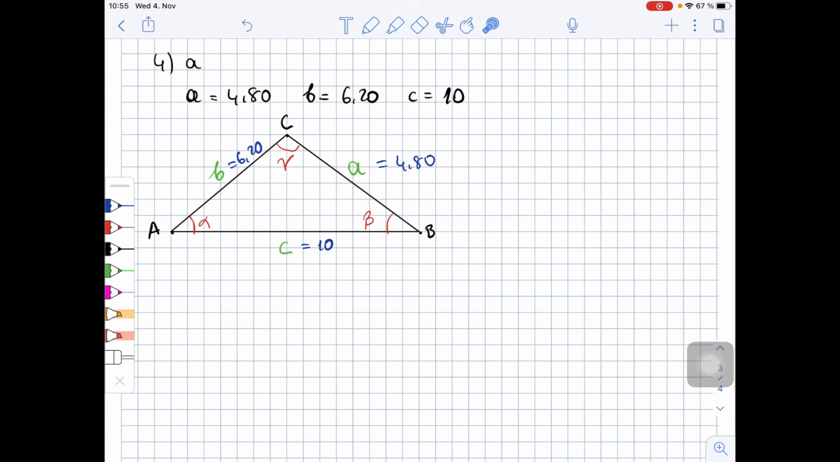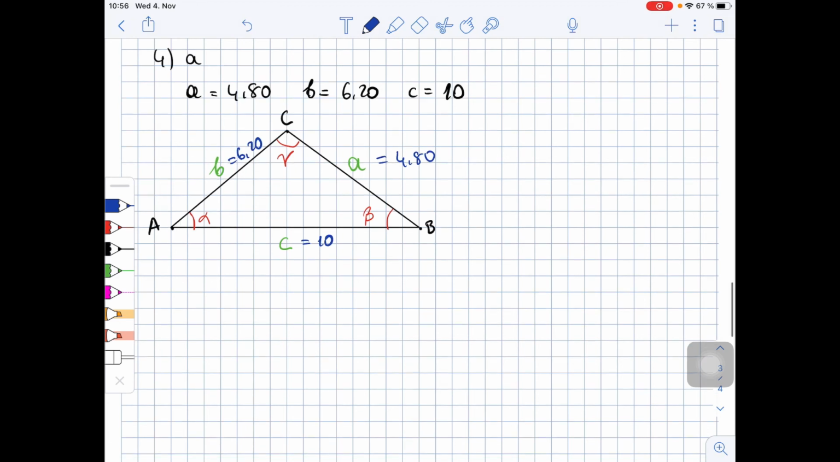Then the Kosinussatz. Okay, Kosinussatz, what did we say? If you know two sides and the angle between them. I know those two sides, but an angle, I don't know. But what I know is the c. I know this and this and this. So I can find this angle by using the cosine rule. Okay, let's write down the cosine rule for alpha. Let's start with alpha. You can write it down for beta or gamma, it doesn't matter. I'm going to write it down for alpha.